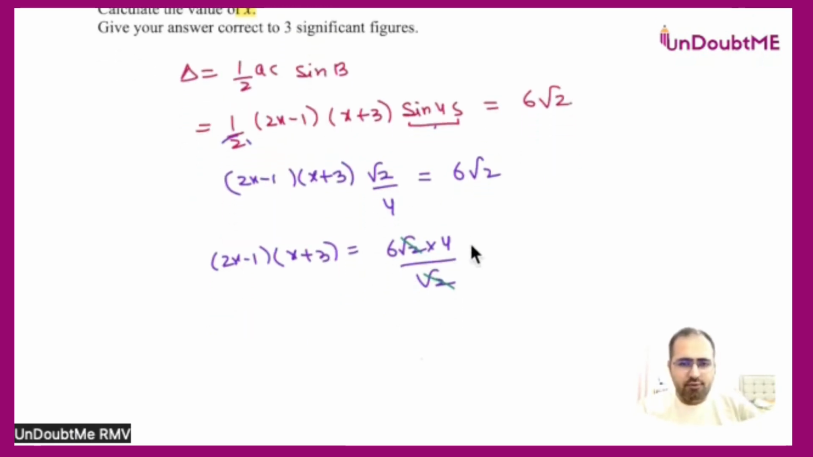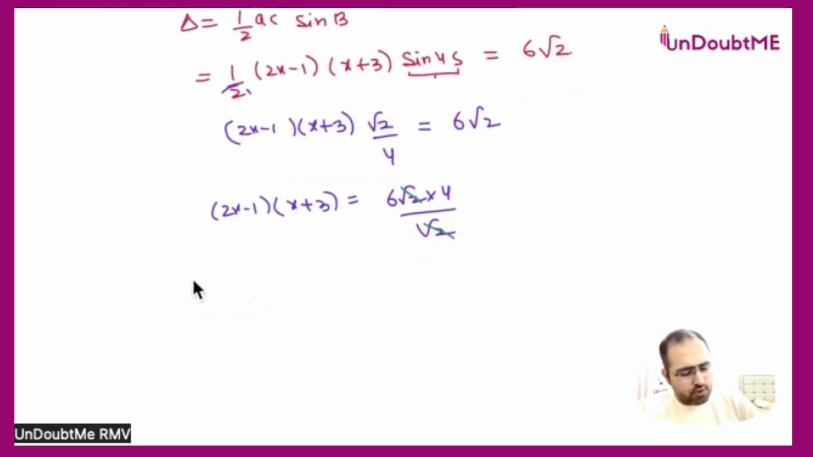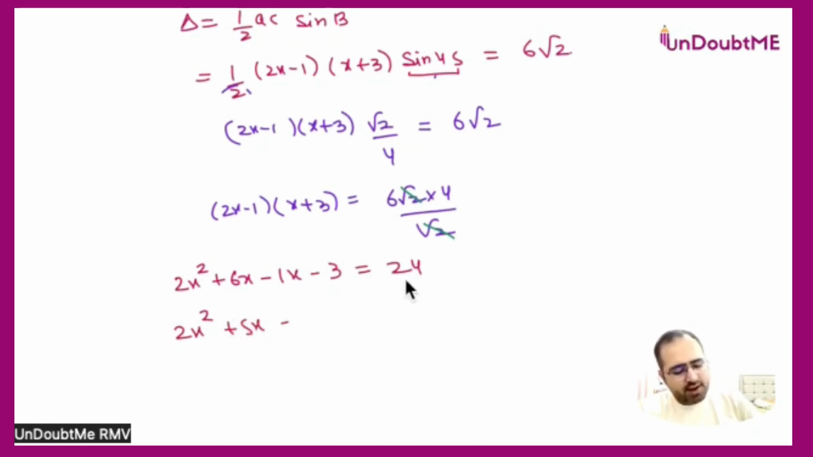Root 2 got cancelled. I have 24 over here, and now it is time to expand the bracket. So it will be 2x squared plus 6x minus 1x minus 3 is equal to 24. 2x squared plus 5x minus 3 minus 24 will be minus 27 is equal to 0.